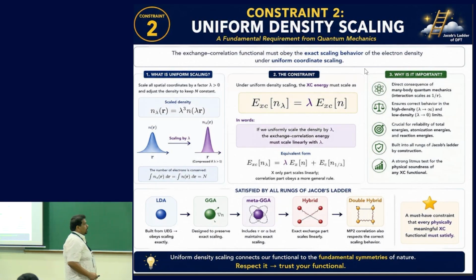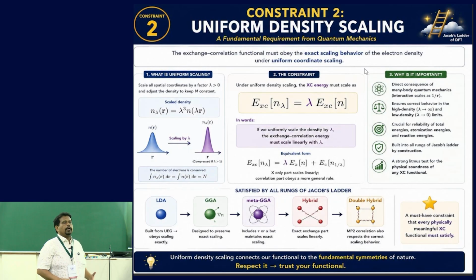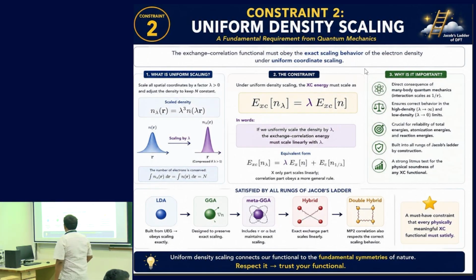Okay, and what is the next one? The next one is the uniform density scaling. So what is this uniform density scaling? You modulate the density by a factor of lambda, so it will look like n lambda of r, but the number of electrons remains the same. Okay, that is the constraint it will satisfy. And if that is the case, then how will the exchange correlation energy scale if you scale the density?